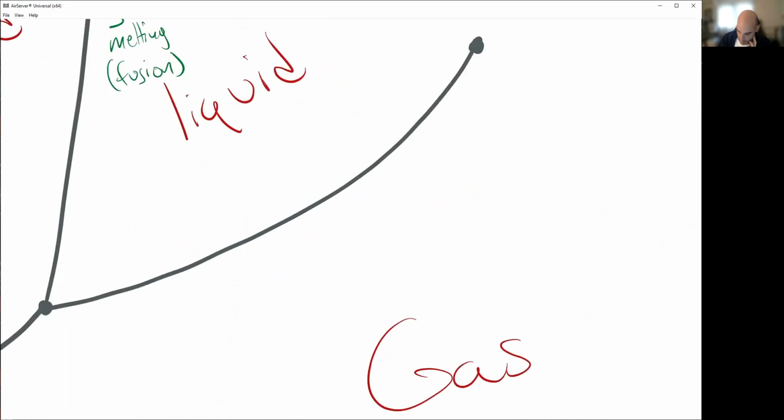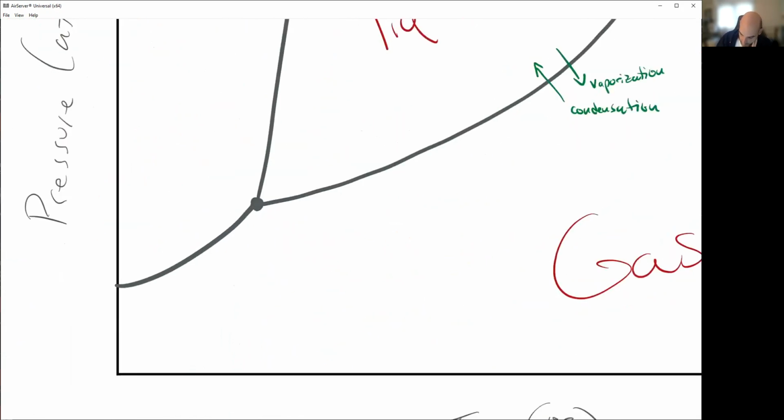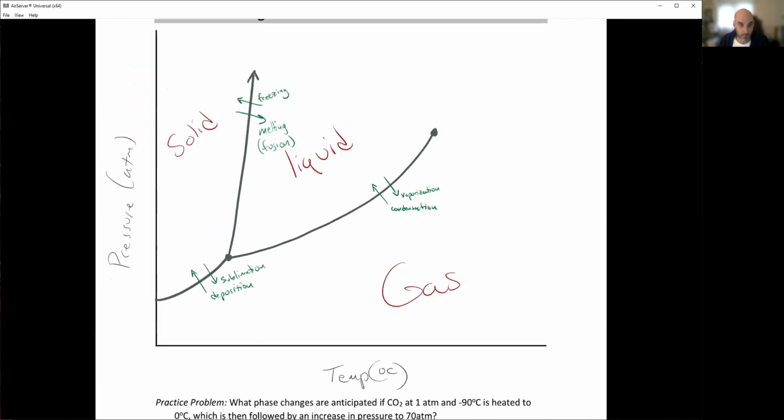If we're transitioning from liquid to gas, that is going to be vaporization. If we're going from gas to liquid, that is condensation. And then finally, going from gas to solid and solid to gas. So solid to gas is going to be sublimation and deposition for going from gas to solid. Okay, so there's our phase diagram in all of its glory.